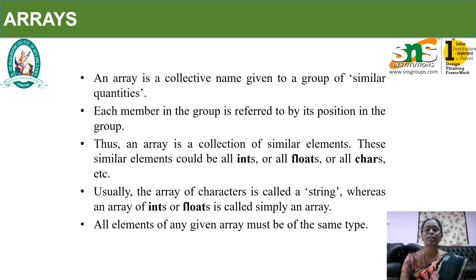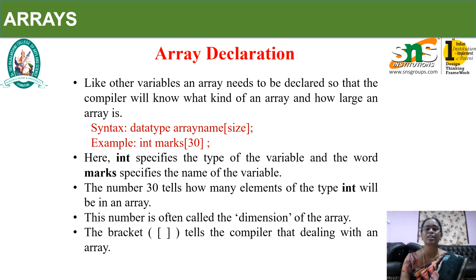Usually an array of characters is called a string, whereas an array of ints or floats is simply called an array. All elements of a given array must be sized and declared. The array declaration is just like a normal variable, which consists of the data type and the name of the array, and it has to be mentioned with the size of the array within the square brackets.